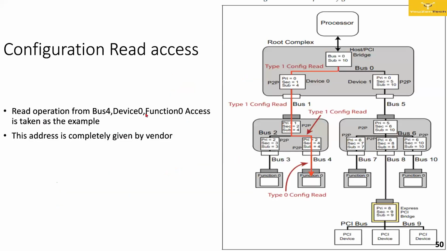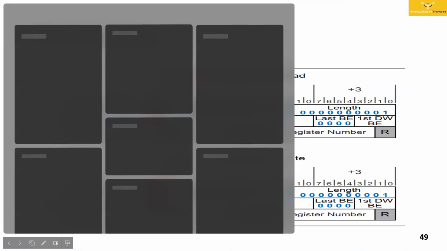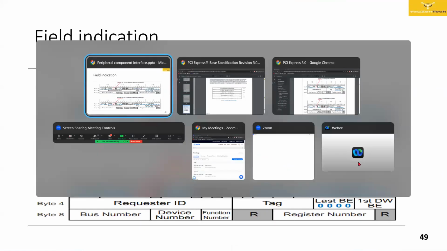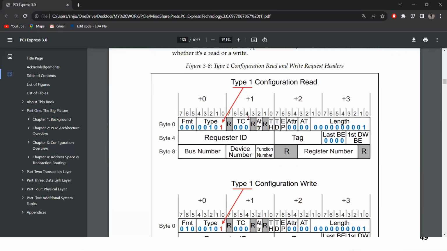It is not captured in the slide, but if this bit is 1, then this is for type 1. That is, this transaction is meant for some bridge, and for which bridge, we will get to know from the bus, device and function number. Does this answer your question?